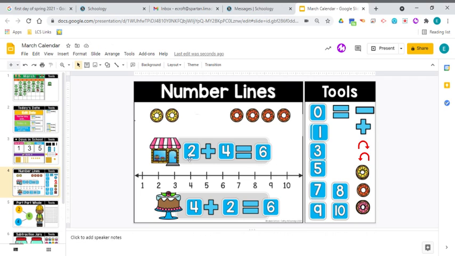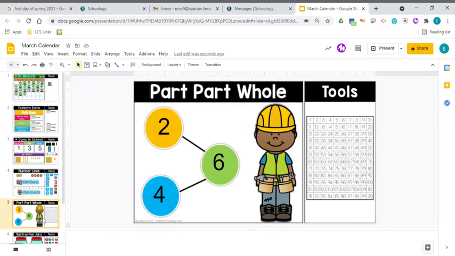So when you are doing addition, you can change those 2 first numbers. 2 plus 4 equals 6. 4 plus 2 equals 6. So your number bond is the same. 4 and 2. Doesn't matter which order you add them in. And the whole thing will be 6.